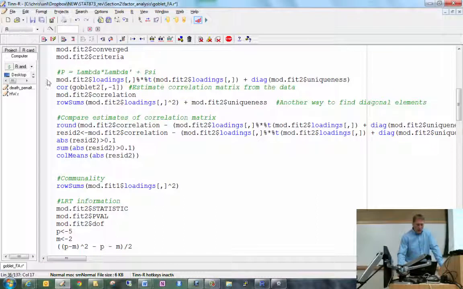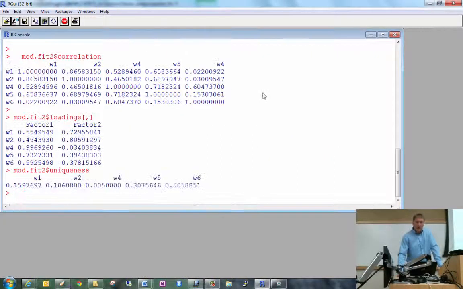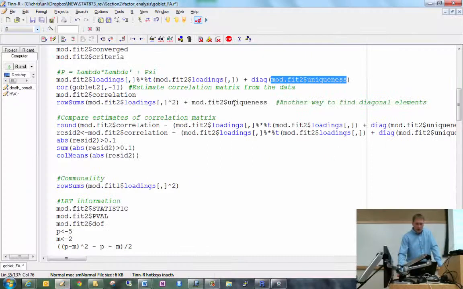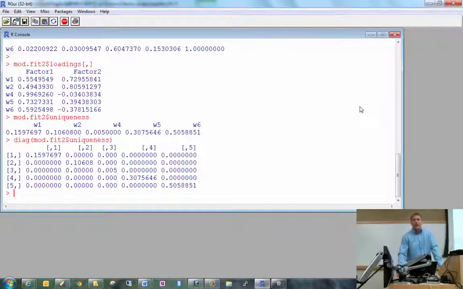Then I'm going to use matrix multiplication. I'm going to take it times the transpose of lambda hat. And to do a diagonal matrix in R, I can use the diag function. Remember, the specific variances are often also called uniqueness in some books and in some software packages. The specific variances are listed there, which we pointed out last time. So when I use the diag function with that, now I have my diagonal matrix.